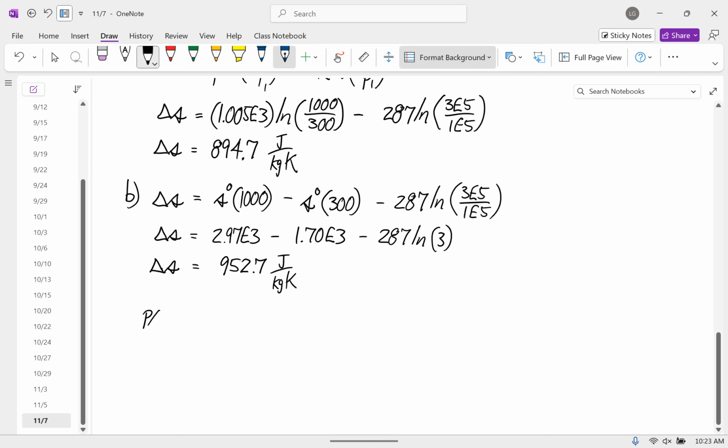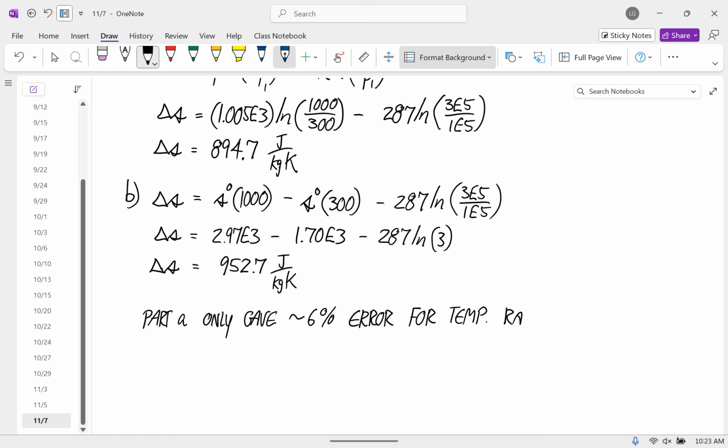So part A only gave us about 6% error for this temperature range of 700 degrees Celsius. That's pretty good.